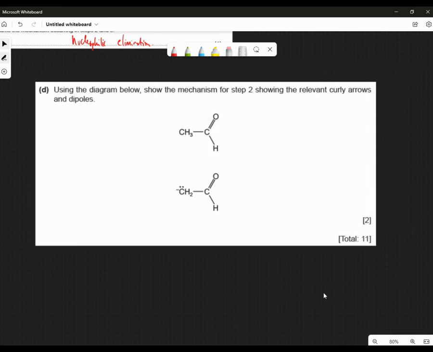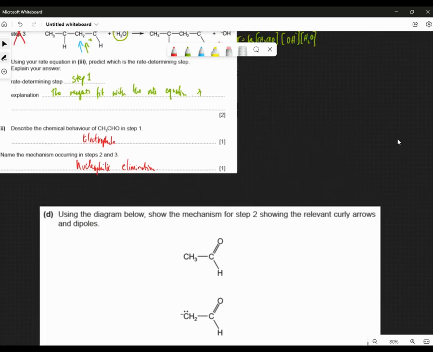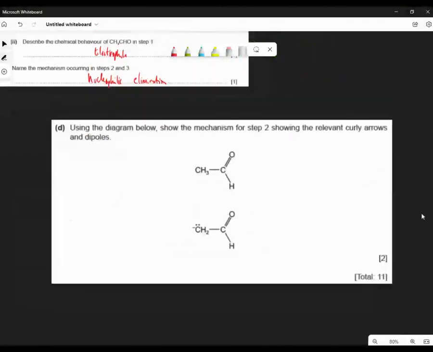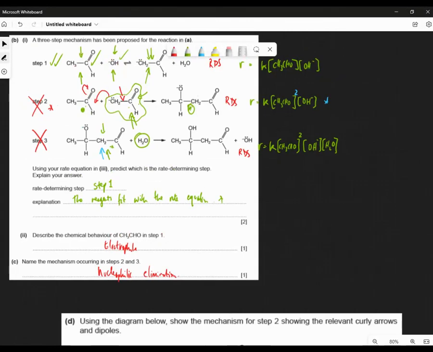Using the diagram below, show the mechanism for step 2. All right. Step 2, I think I've accidentally done that already. What was step 2? Step 2 is that, yeah. I've kind of done this, haven't I? So what do we get? We get that. There you go.